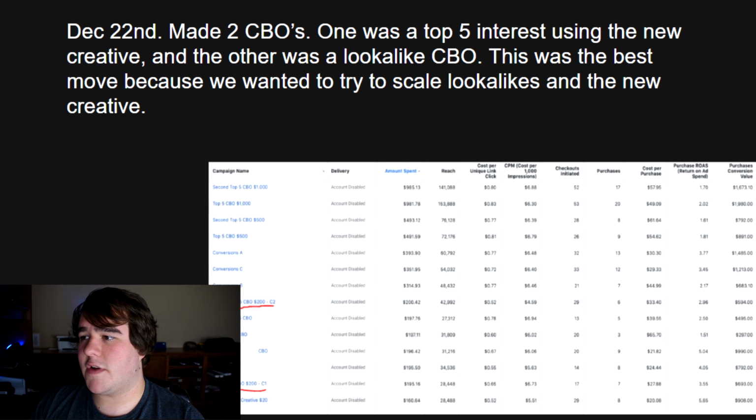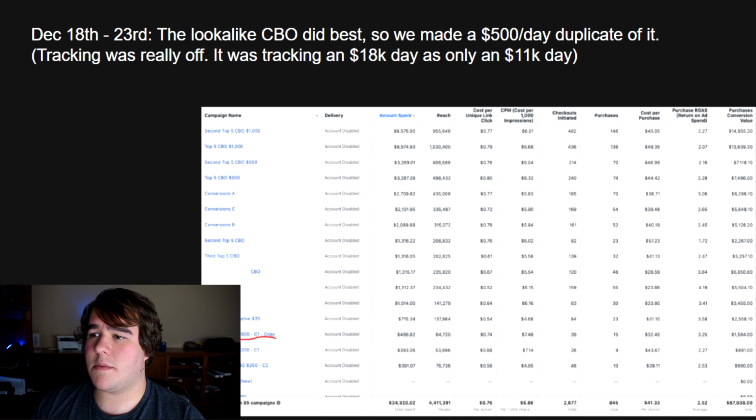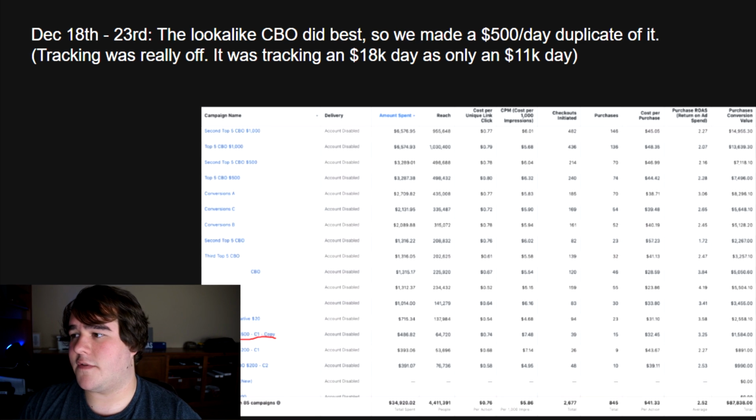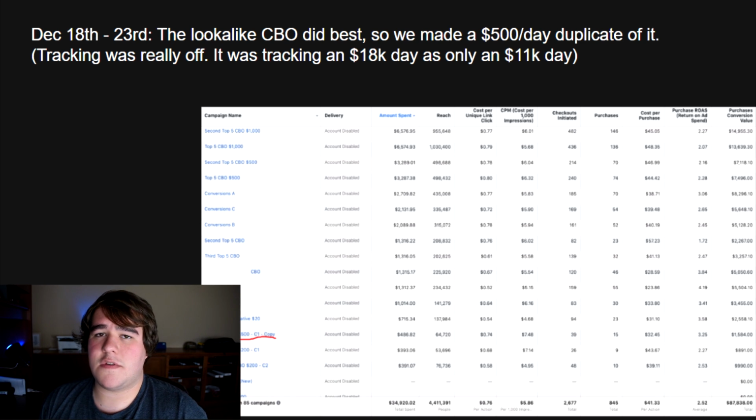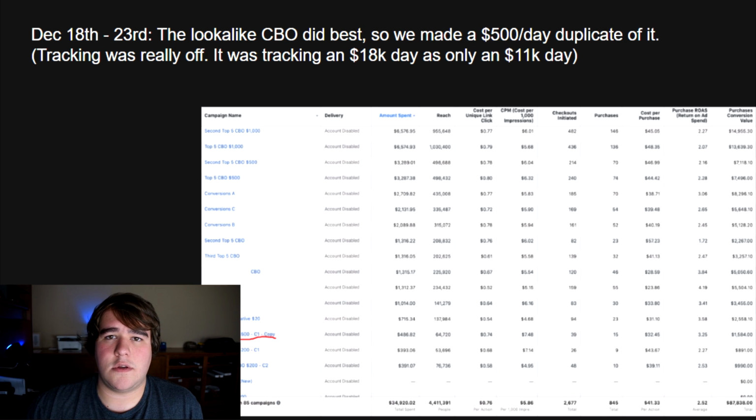So moving into lookalikes on December 18th, we let it run for a few days. The two CBOs did pretty good, but the lookalike CBO did the best. So of course, as you know, with the system that we were using, you duplicate the 200 per day CBO and you make it 500 per day.